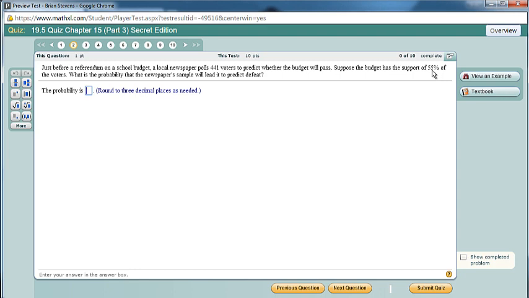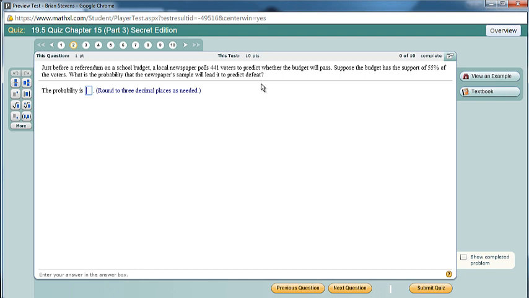What we're going to pretend here is that this does not occur, as in we would observe less than 50%. This problem confuses people because it never actually says less than 50%. It just says that it will predict defeat in their sample. The truth is 55%, and they're going to go out and sample 441 people. What is the probability that they find less than 50% supported?